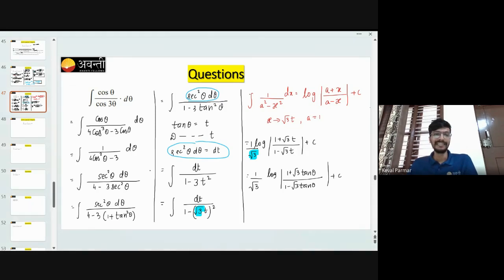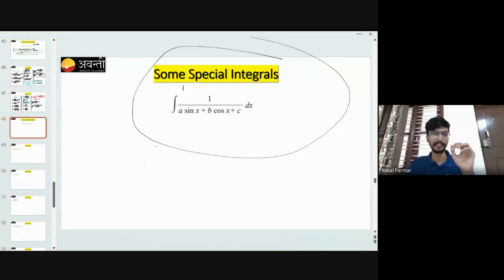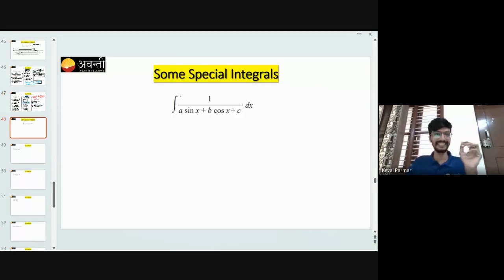So let's move on to the next question or next format. Next format is this: integration of 1 upon a sin x plus b cos x plus c, where a, b, c are constants. Got it? So this is also a special type of integral where the format is 1 upon a sin x plus b cos x plus c.